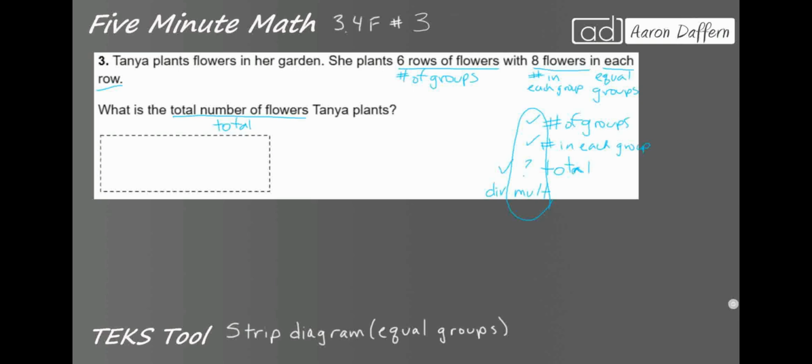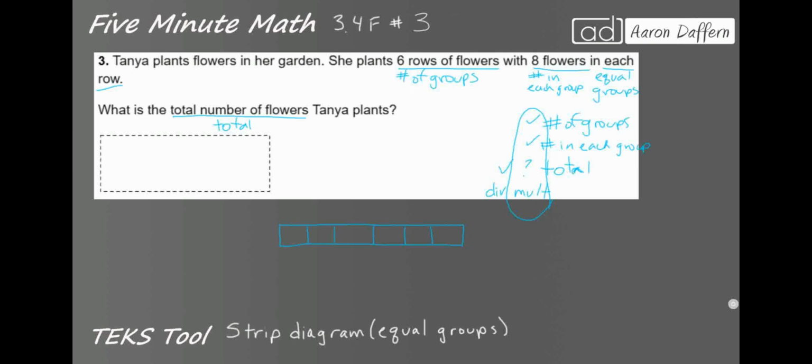All right, so now I can draw a strip diagram to represent this. I know I've got 8 flowers in each row, and I've got 6 rows. So I'm going to start with drawing my 6 rows because those are going to represent my 6 groups. Now, when I draw sixths, this is what I do. You can either cut it in half or cut it in thirds first. I'm going to cut it in half first. Then I'm going to cut each half into thirds because 2 times 3 makes 6. It's not going to be perfect, just do your best guess. If you want, you can cut it in thirds first and then cut each third in half. Either way, you need 3 times 2 or 2 times 3. Those are my 6 rows.